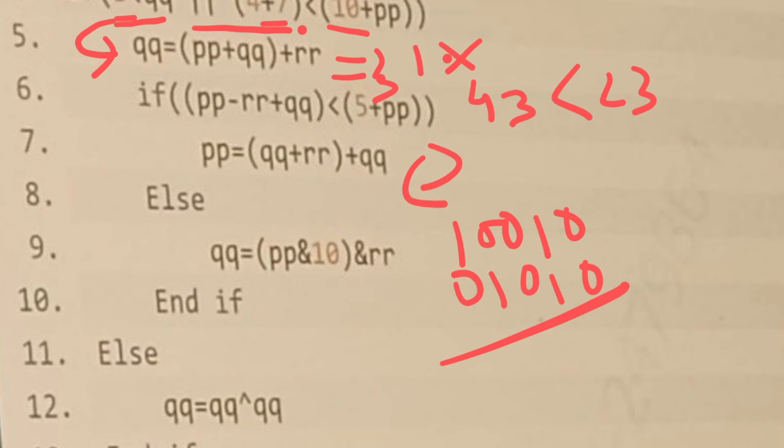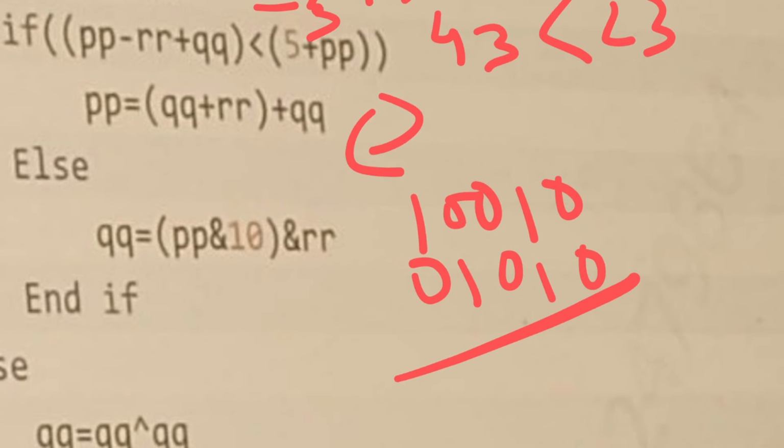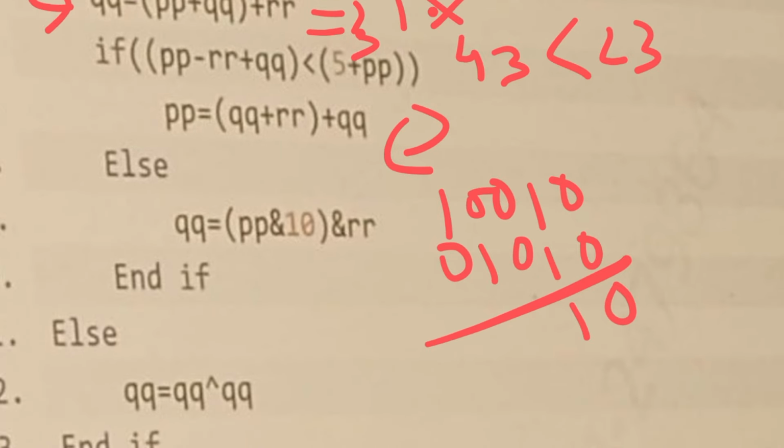In case of AND operation. False and false is false. True and true is true. False and false is false. True and false is false. True and false is false. So only 2 becomes this part's answer.